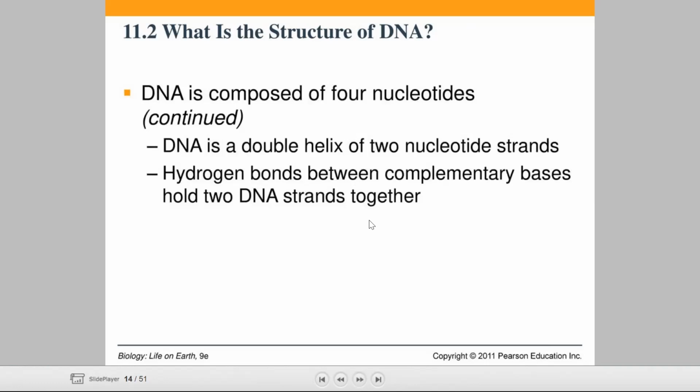Now, DNA is a double helix of two nucleotide strands. So basically it is a double helix molecule, and hydrogen bonds between complementary bases hold the two DNA strands together. There are a lot of types of chemical bonds in chemistry. You have covalent bonds, you have ionic interactions, and you have hydrogen bonds. In DNA, remember, not the covalent, not the ionic, but hydrogen bonds.